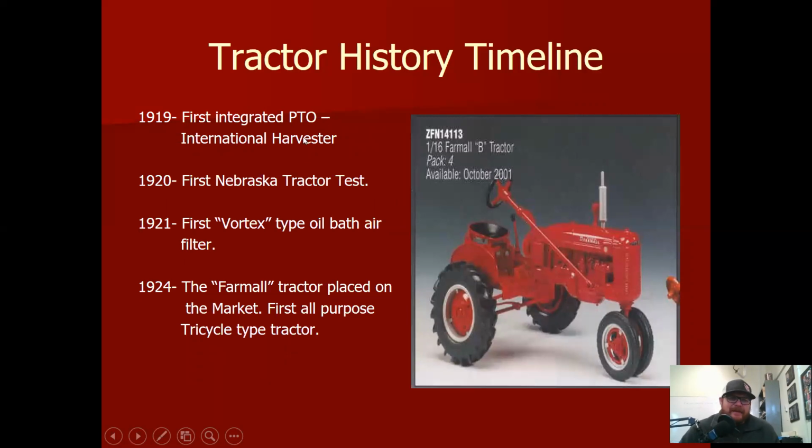In 1919, they first integrated the PTO in the International Harvester. The PTO is the power takeoff. If you did the tractor lab from last week, you should have seen that on the tractors. You'll see them on the tractors that we're going to operate as well.